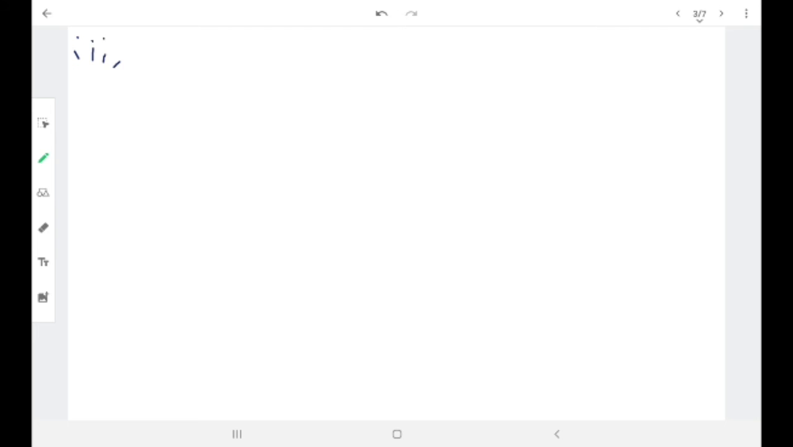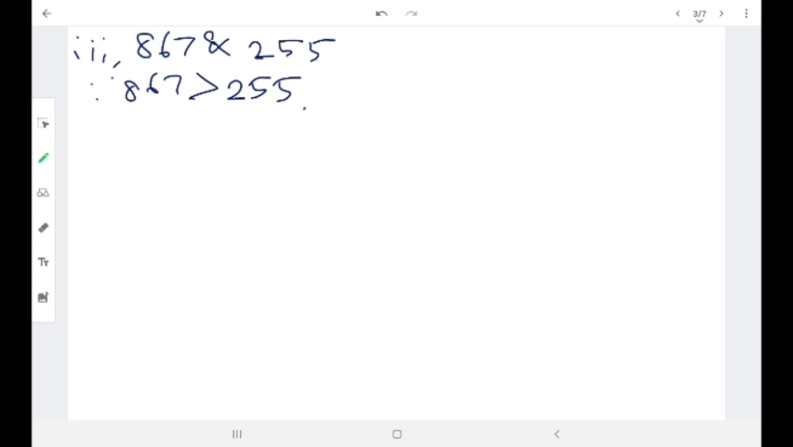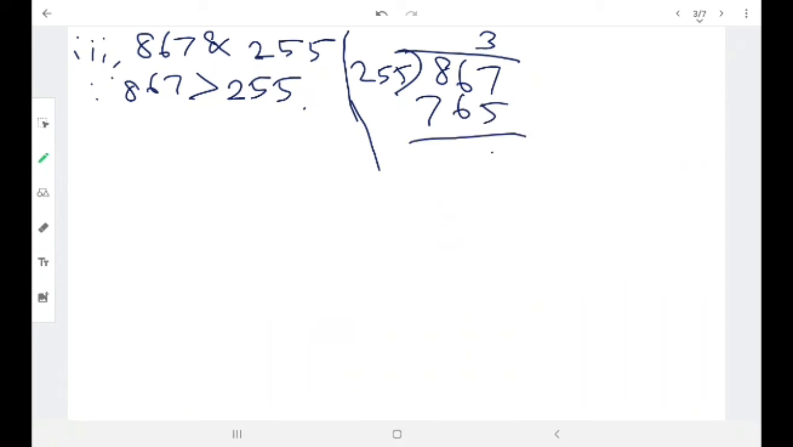Next, we move on to the third subdivision, HCF of 867 and 255. 867 is greater than 255. Apply Euclid's division lemma to 867 and 255. On dividing 867 by 255, 3 into 255 is 765. Here the remainder is 102, which is not equal to 0. So therefore we have to continue.